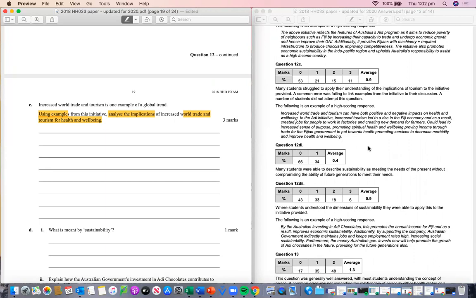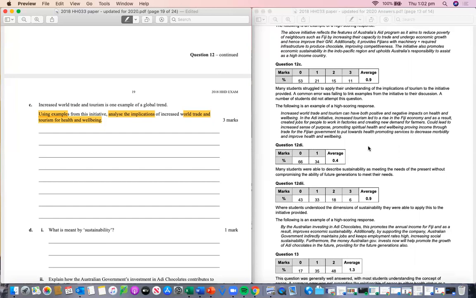In the HHD initiative, increased tourism led to a rise in the Fiji economy, and as a result, created jobs for people to work in factories and created new demand for farmers. This could lead to an increased sense of purpose, promoting spiritual health and well-being, and providing income through trade for the Fijian government to put towards health promoting services to decrease morbidity and improve health and well-being.